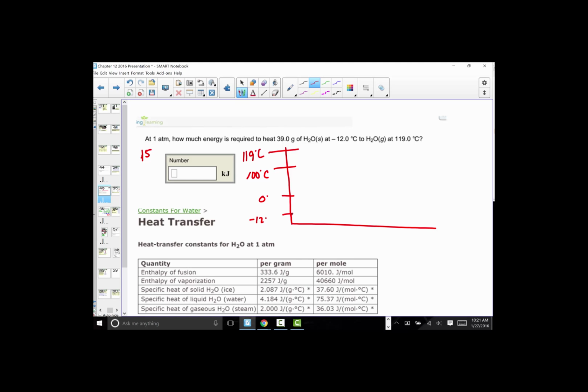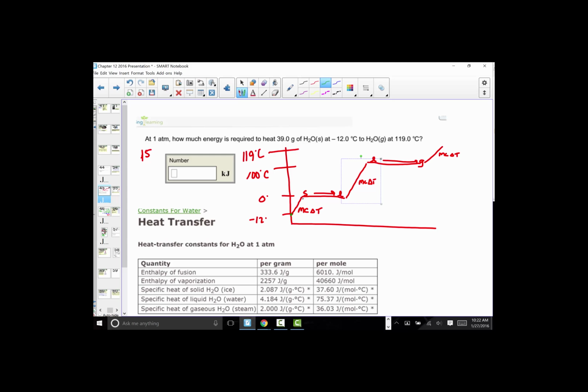We start by warming and providing heat energy to warm the solid ice up to 0 degrees. We know that this particular line segment will be an MC delta T problem, where solid water is gaining energy simply by warming up to 0. We undergo a phase change in which the solid melts and becomes a liquid. We know that is the delta H of fusion. Here we have warming again, where we have an MC delta T problem. It will undergo a phase change where we have the liquid turning into a gas, and then the final line segment will be warming again the gaseous water up to the 119 degrees.